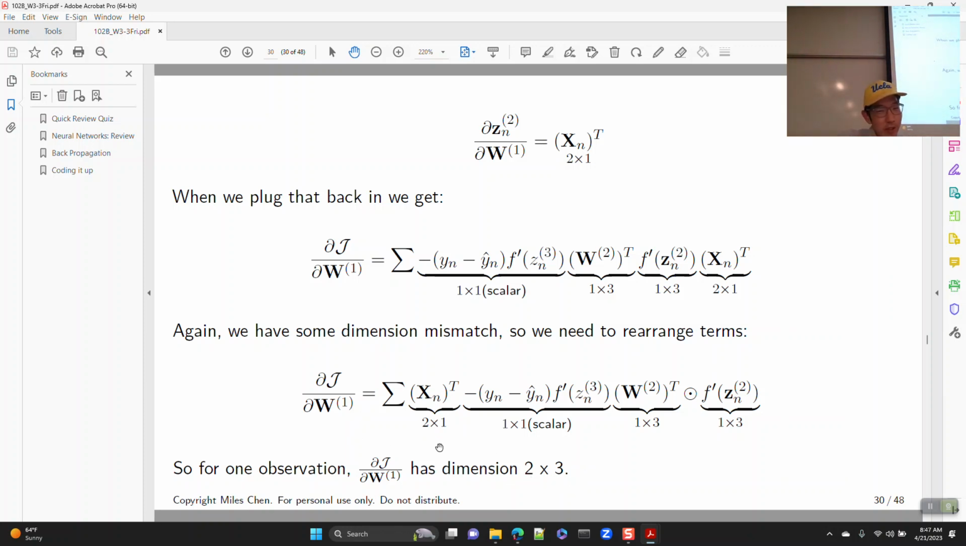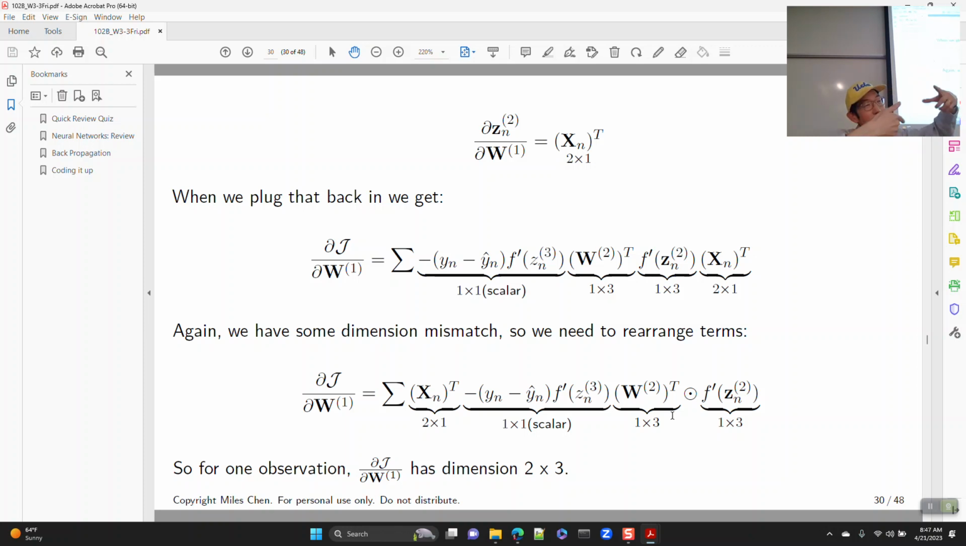But again, this is just for the nth observation. So we have our nth observation in x, 2x1. We multiply it by the nth observation in y, and the nth prediction of y, and the nth this and that. And we get a 2x3 structure, and that's for the nth observation. And then you'd say, okay, well, I would do this for the second observation.